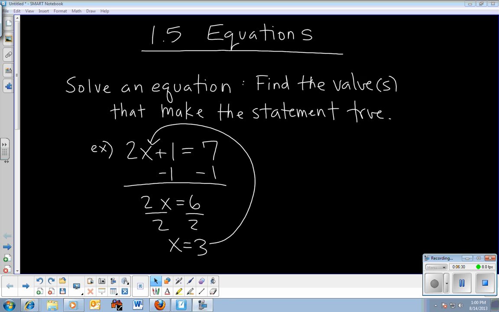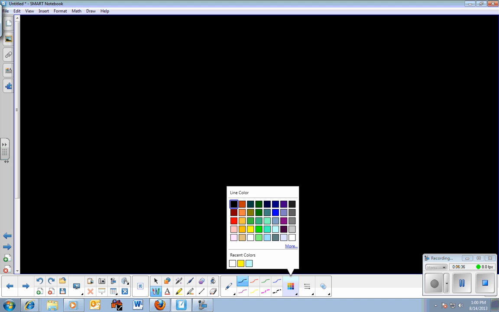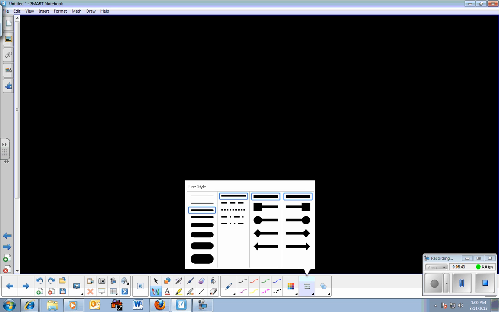Okay, so we have one more main category of equations to talk about. Our good old friend, the absolute value symbol. That can throw a little bit of confusion into the mix from time to time. So let's just review what an absolute value is.